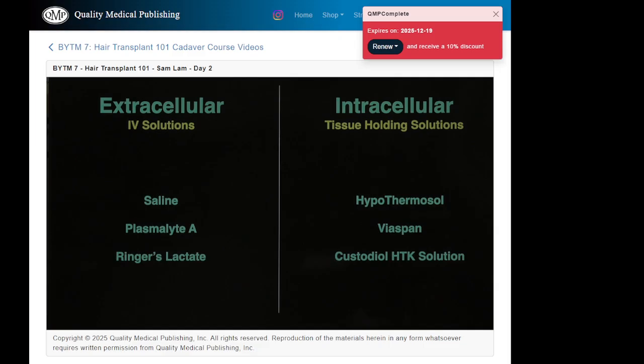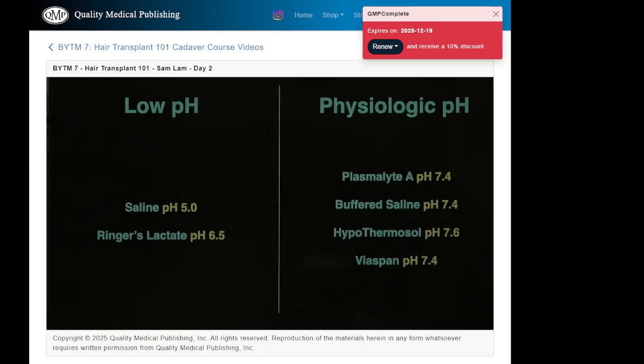Okay, so the second component is low pH versus physiologic pH. If you look at this, out of the three extracellular solutions, Plasma-Lyte A has the best pH balance. Does that mean you shouldn't use saline? No, saline can be used. Does it mean you can't use RL? Not necessarily. But if you have a choice, maybe Plasma-Lyte A may be a good option, or buffered saline, especially if you're not willing to invest in something a little more expensive, such as HypoThermosol. And so what's really wrong with saline?